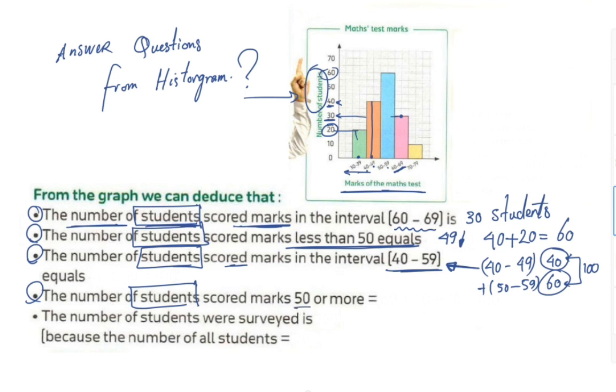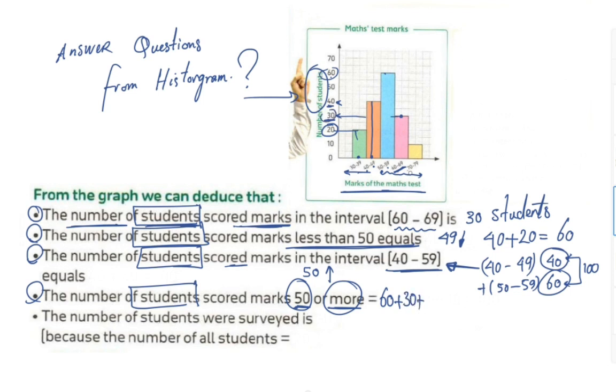Next one, the number of students who scored marks 50 or more. Note with me, 50 and more. So I will start from 50 and go up. After 50, from here, all this with me. Now, 50, I will take this bar, 60, plus more, 69, 30.